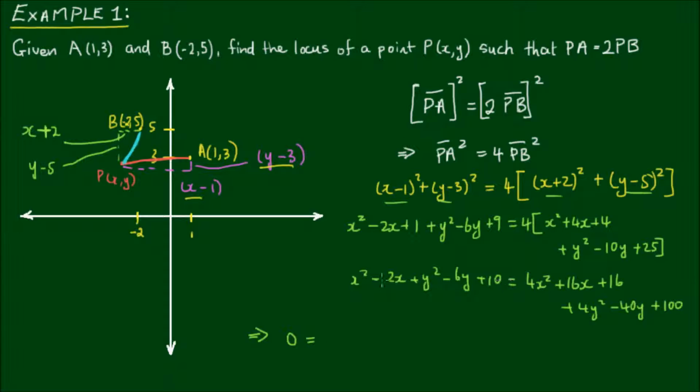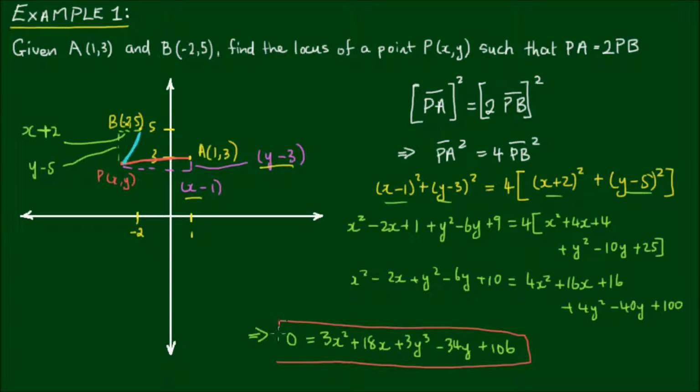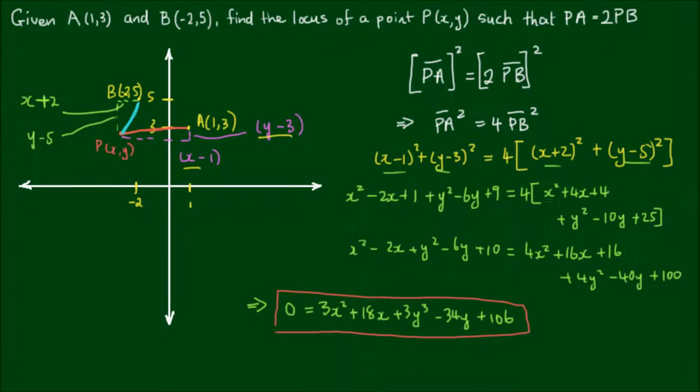So this means we'll have 4x squared minus x squared, which gives us 3x squared. 16x plus 2x is 18x. 4y squared minus y squared gives us plus 3y squared, and minus 40y plus 6y gives us minus 34y. And we have 116 minus 10 gives us 106. This is the actual equation of the locus, but it's not very helpful because we can't recognize what the shape is. So let's have a play around with this equation.